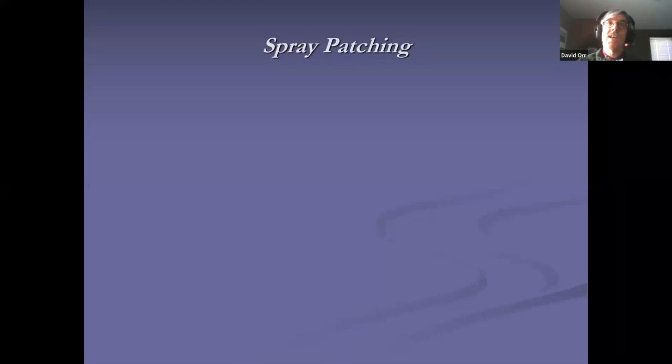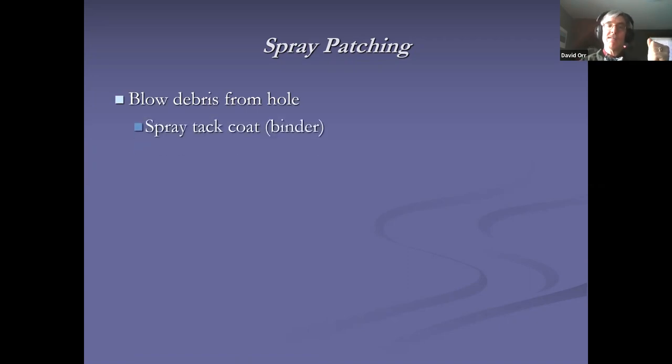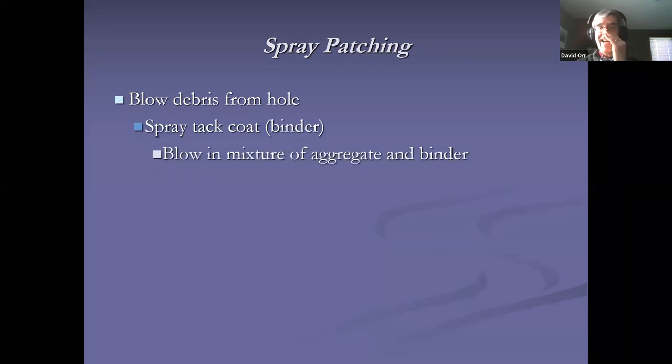The idea is you blow the debris from the hole. You spray tack coat, which comes out of the same big wand. Then you blow a mixture of aggregate and binder, which is actually the tack coat mixed with the aggregate, which comes from another bin. Then you top it off with a little extra aggregate so you don't have asphalt wandering around.